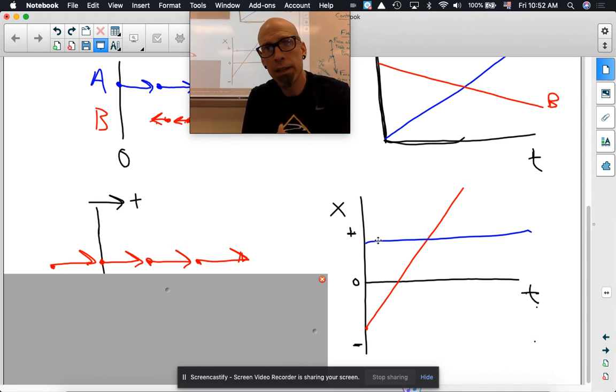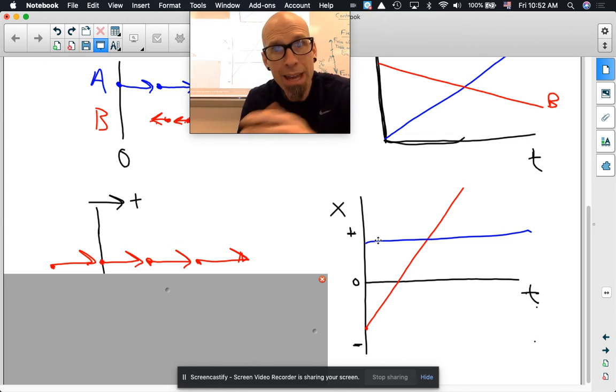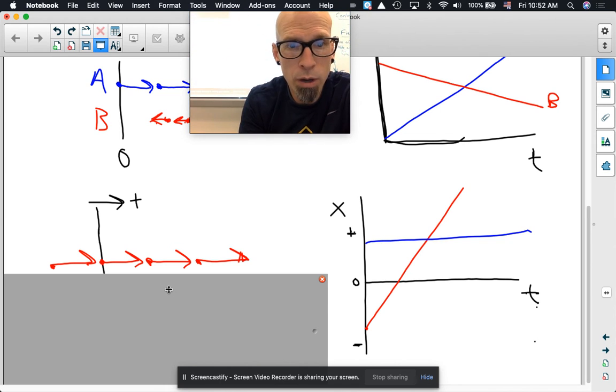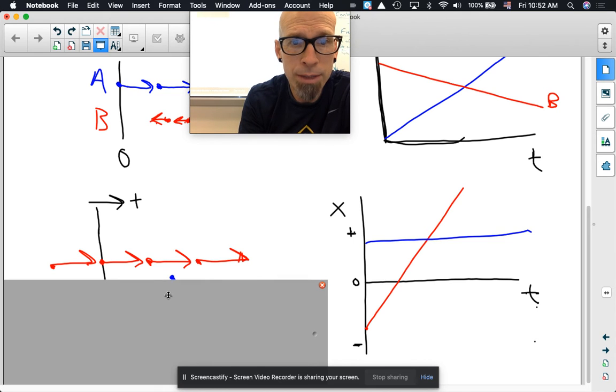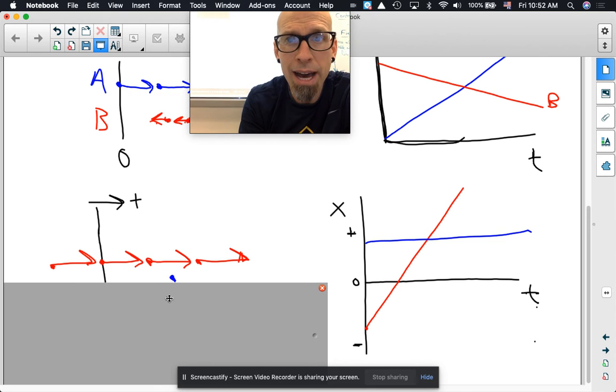No. If the line doesn't go up or down, then the position is staying exactly the same. If the position stays the same, it's not moving. How do you show that on a motion map? Well, somebody in class mentioned we'll just put a dot, no arrow. That's kind of a weird shaped dot.